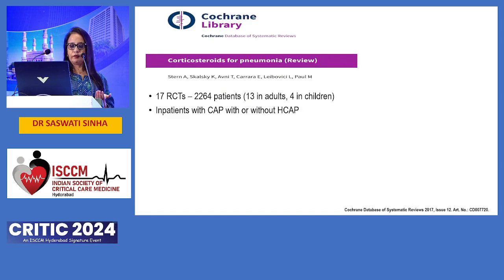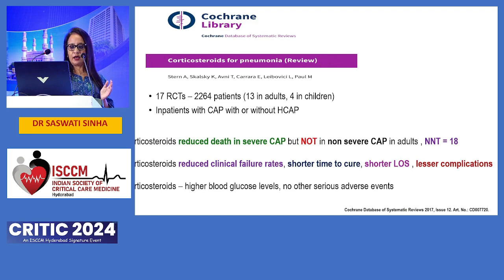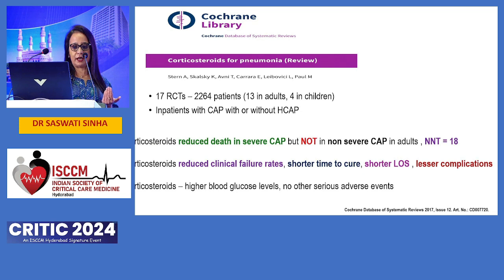The Cochrane review, which was published in 2017, took all the randomized control trials which had been published so far, and they saw that corticosteroids definitely reduced death in severe community-acquired pneumonia, but they did not have an impact when pneumonia was not severe. So this was important, and they found that this benefit was mainly restricted to adults, and you needed to treat around 18 patients to save one life.